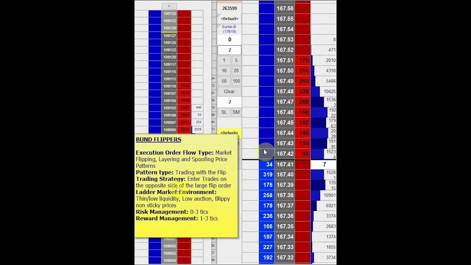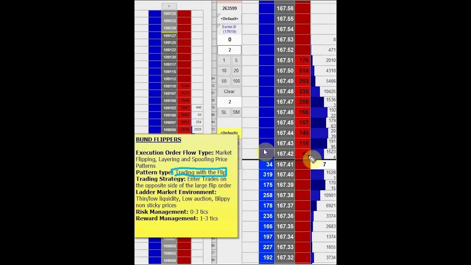So we're watching over here. As we said, we're looking for a Bund flipper. The order flow type is market flipping, layering, and spoofing price patterns, which are part of module 10. The pattern type we're looking at is trading with the flip, so we want to observe where the market will be flipped. And then the trading strategy: we enter trades on the opposite side of the large flip order.